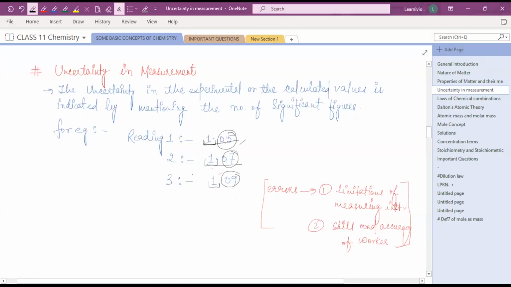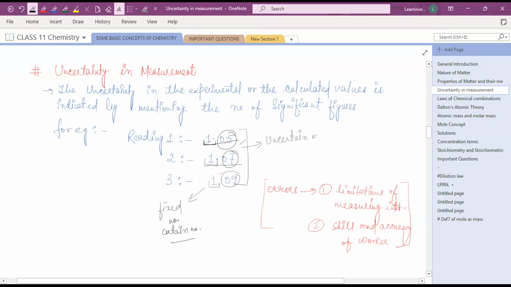So there are two types of numbers in any reading. Whenever you take any observation, any readings, there are two numbers. Before the decimal, this is your fixed number, right? Fixed number means your certain number, which is your sure number. You can see in all the readings, this one is the same, fixed over here, but this value is changing in every reading, like 0.5, 0.7. So these are uncertain numbers.